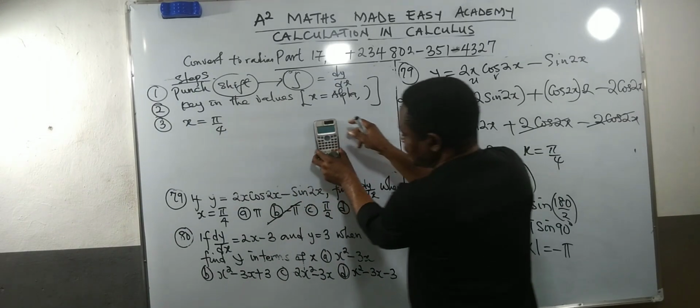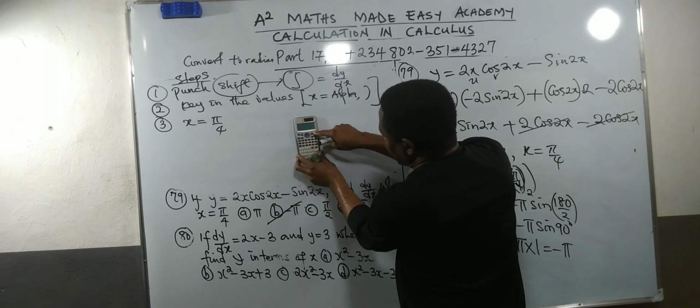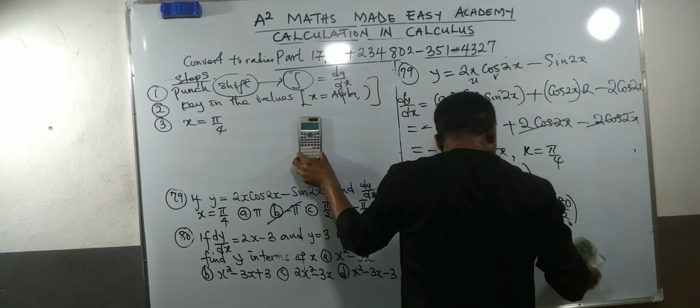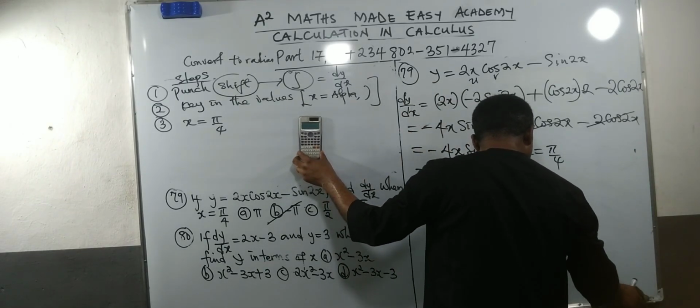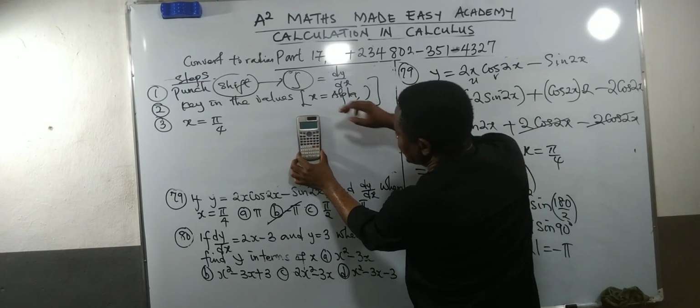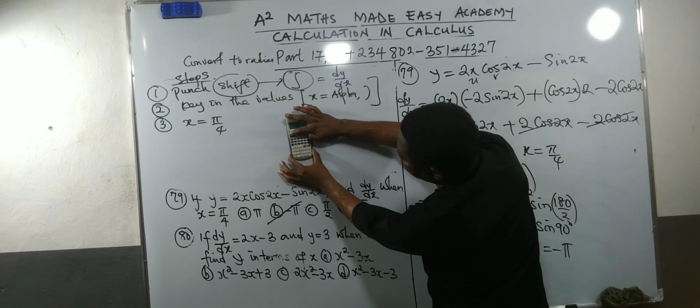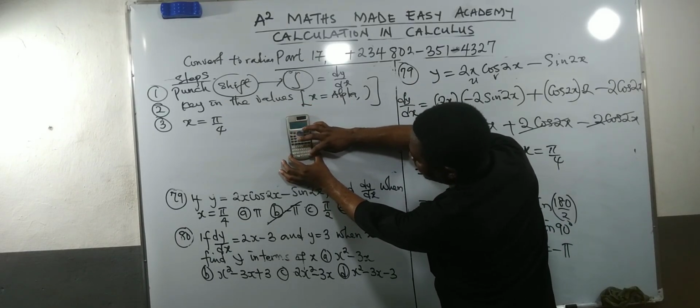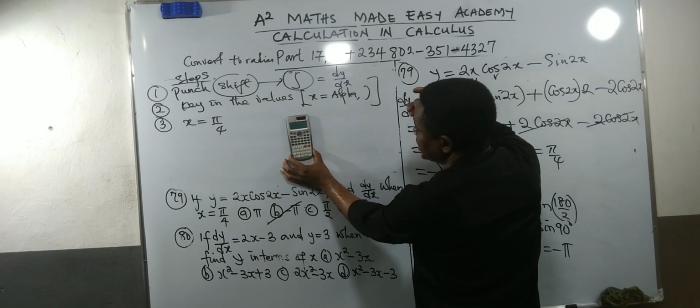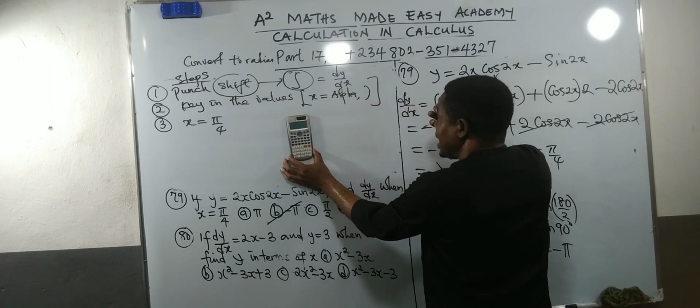I want you to observe this. Are you ready now? This is my calculator. What we are going to do first is to clear the function key. What did I say? Clear the function key. I'll punch shift 9, 3, equal to, and AC. Now let's start.